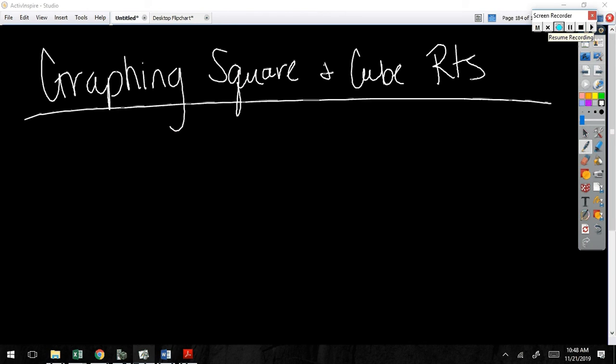All right, let's go. Square and cube roots. I'm going to show you two ways to do it. I'm going to show you with some transformations. But I think what I'll do is just show you a general equation, and we'll go from there, and it'll make sense to you a little bit more.